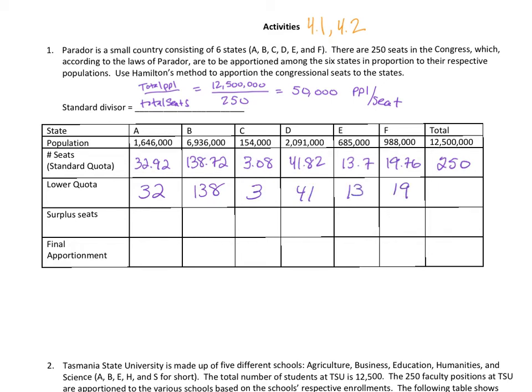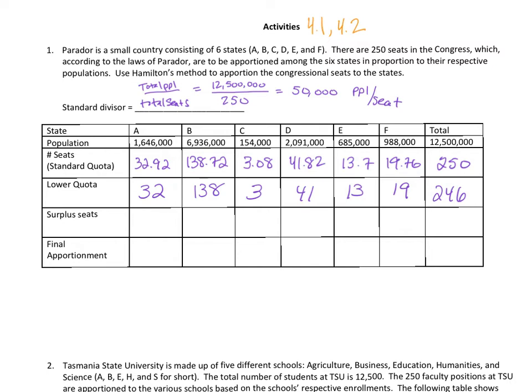That takes a little getting used to because we're not rounding using our standard rounding rules that we learned growing up. So we have to remember to round everything down, even 32.92. Your instinct would say round that up to 33, but we don't. We just round it down to 32. Everyone gets at least the whole number of seats that they're allotted. Okay, then we add those up and you get 246, which means we've only allotted 246 of the 250 congressional seats. There are 4 left over.